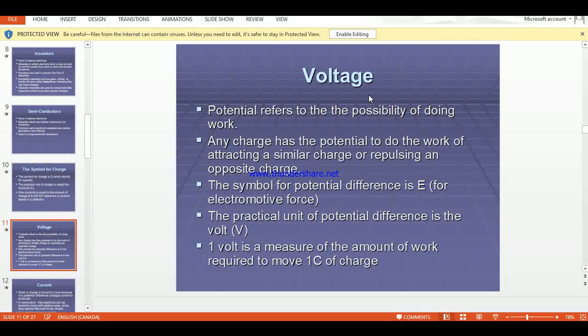Voltage. Voltage refers to the possibility of doing work. Any charge has the potential to do the work of attracting an opposite charge or repulsing a similar charge. The symbol for potential difference is E, for electromotive force. This is known as electromotive force. The unit of potential difference is the volt, V. One volt is a measure of the amount of work required to move one coulomb of charge.